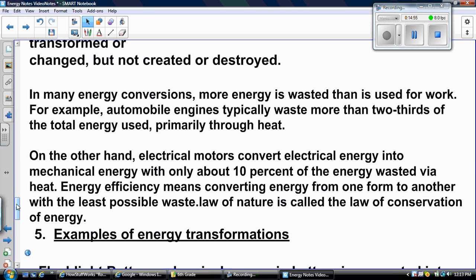On the other hand, electrical motors convert electrical energy into mechanical energy with only about 10% of the energy wasted via heat. Energy efficiency means converting energy from one form to another with the least possible waste. Law of nature is called the law of conservation of energy. So, we can never convert 100% of our potential energy into kinetic energy.